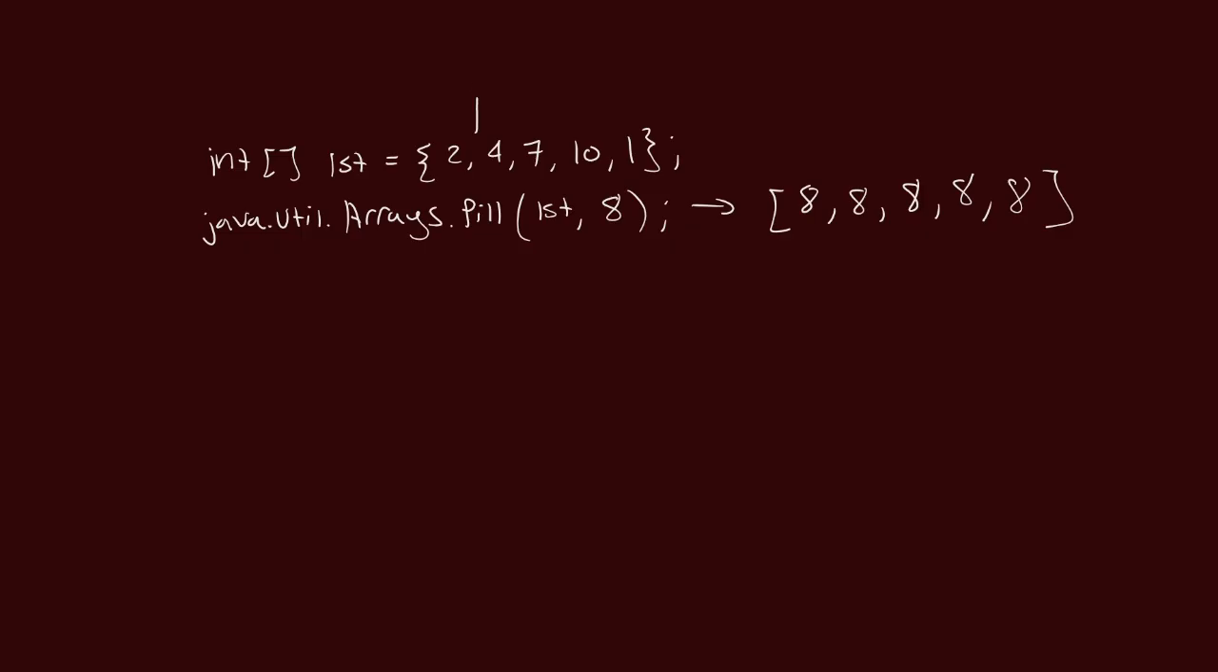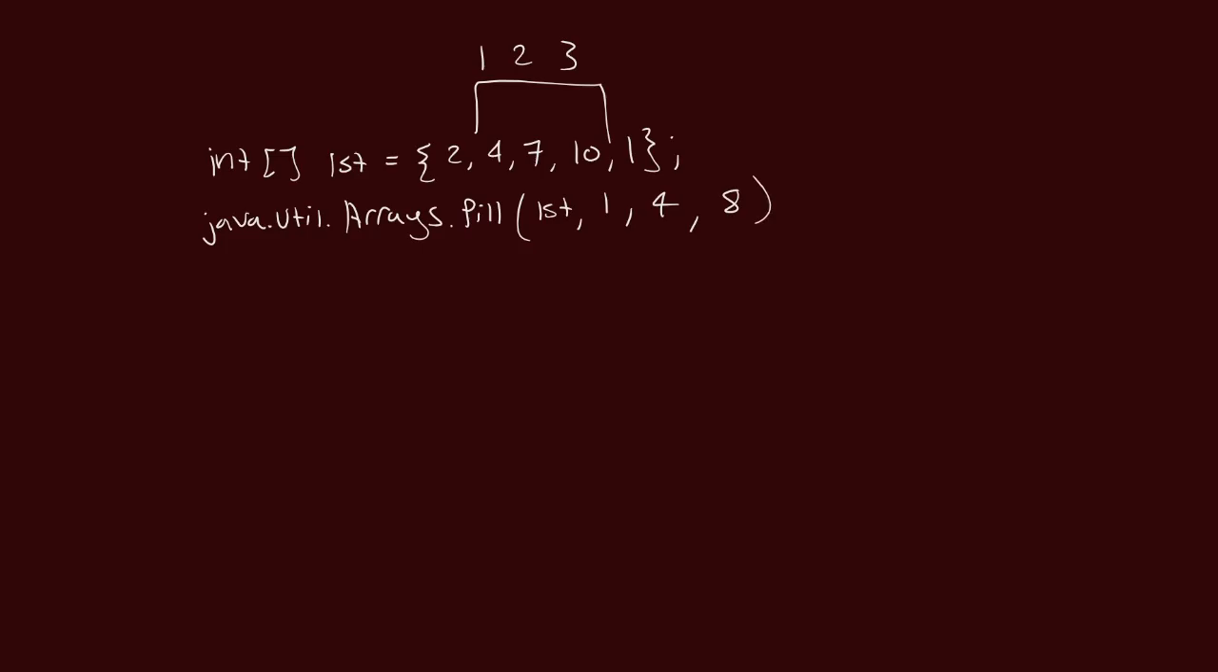But let's say I want to replace these values with only 8. So what you do instead is you put in the index that you want to start at, and then 1 plus the index you want to end at. So this is 1, 2, 3. So it'll be 4, because remember 4 is exclusive. Then you put in the value you want to fill it with. So it's going to be 2, 8, 8, 8, 1.